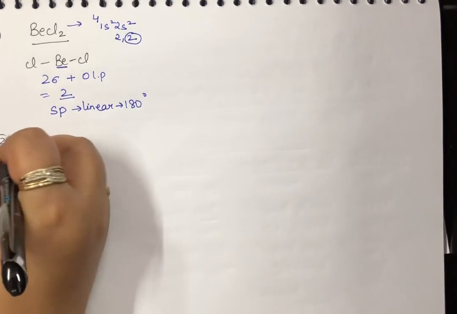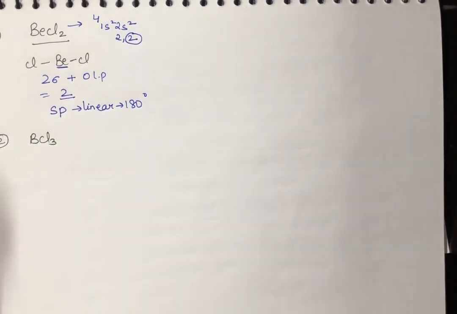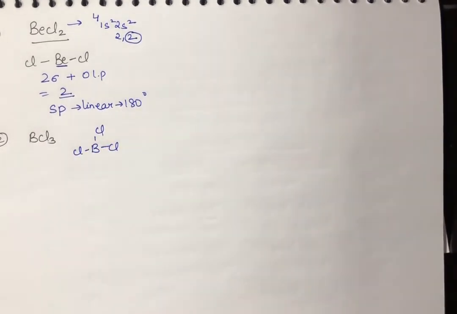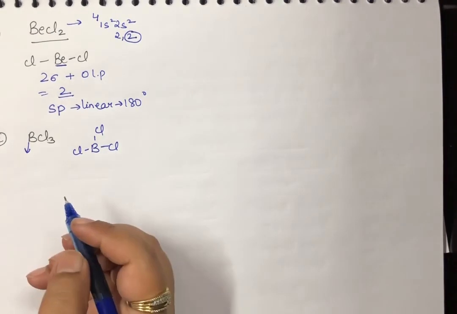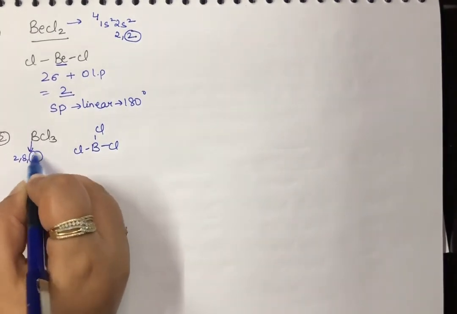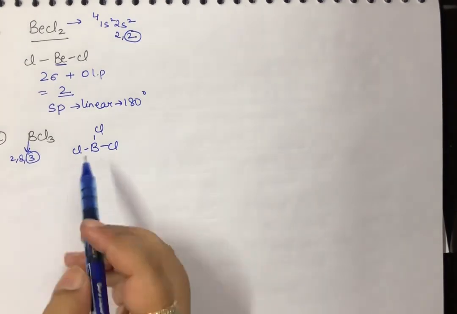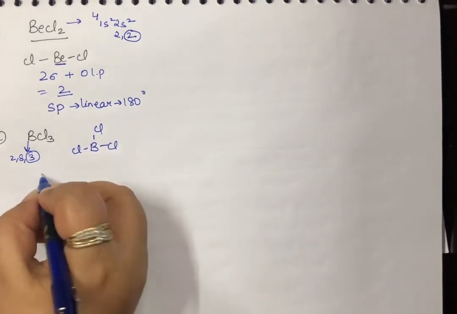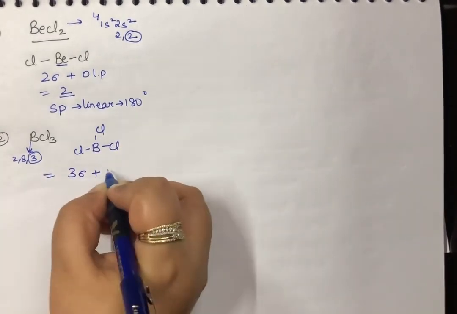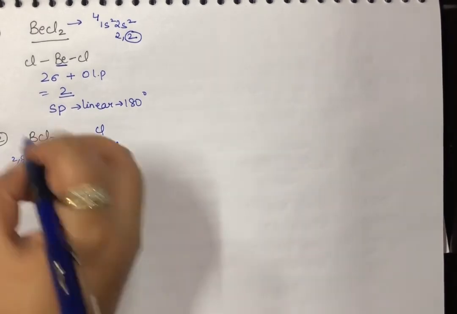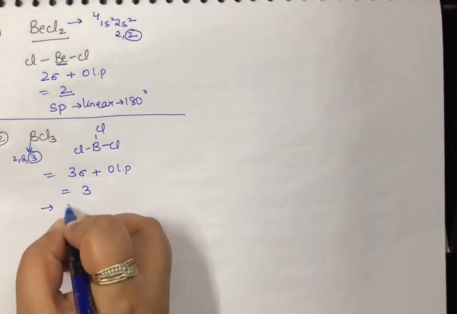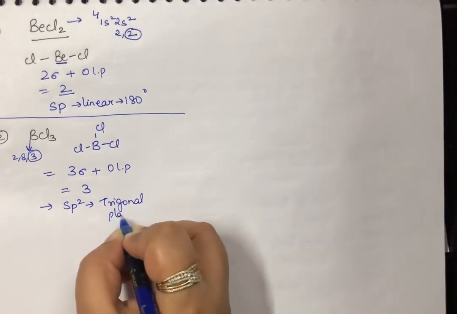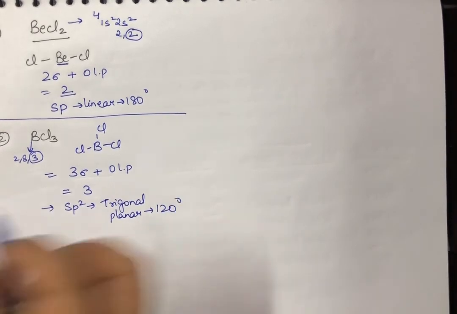Similarly, if I take another example of, let's say, BCl3. Again, I am assuming that boron would be like this in the center and there would be 3 chlorine atoms. The boron belongs to group 13, so the configuration is 2, 8, 3, and we know there are 3 valence electrons in boron, and all 3 are involved in forming a bond with chlorine. So how many sigma bonds are there? There are 3 sigma bonds and there is 0 lone pair. So again the number comes out to be 3, and if it is 3, I will say it is sp2. It is going to be trigonal planar with the bond angle of 120 degree.